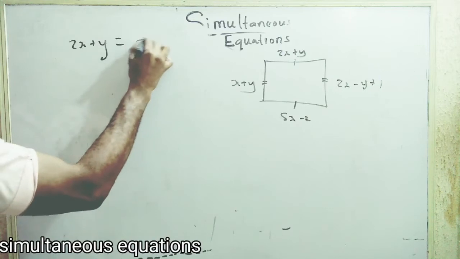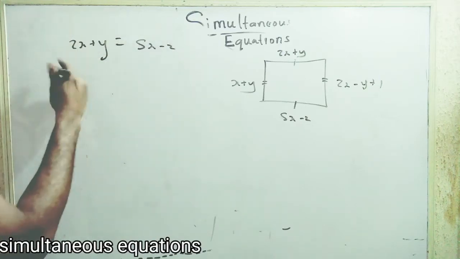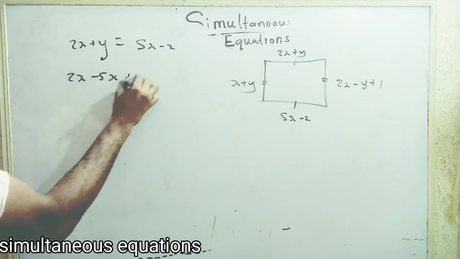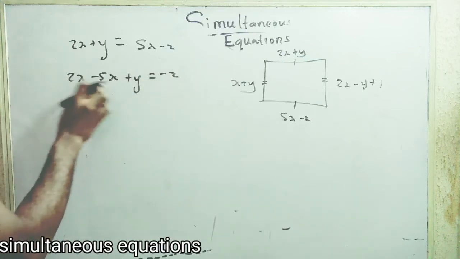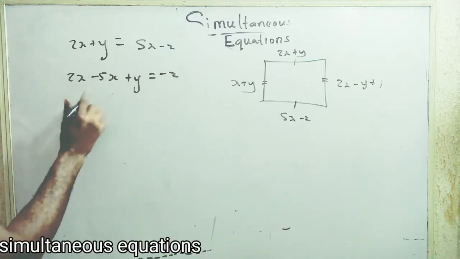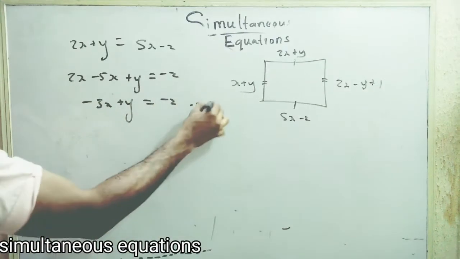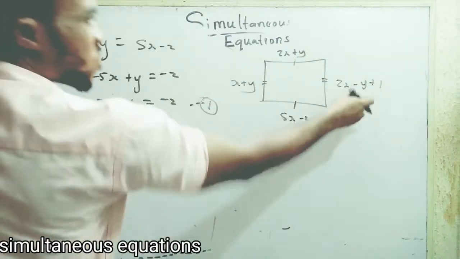If I'm to do that, I'm going to have 2x plus y equals 5x minus 2. Then all I have to do is bring the x over. I'm going to have 2x minus 5x plus y equals minus 2. From this point, 2x minus 5x will give me minus 3x plus y equals minus 2. I will label this equation 1.